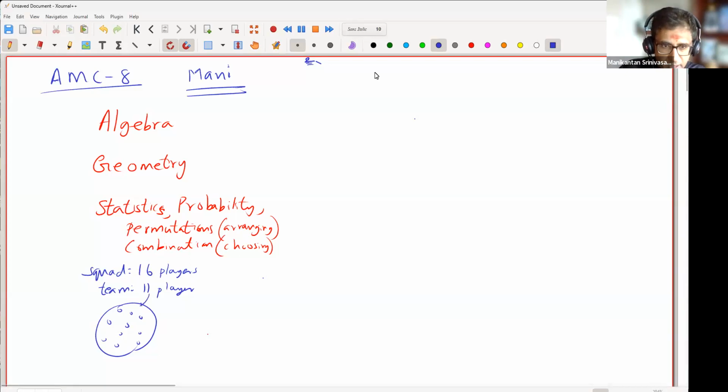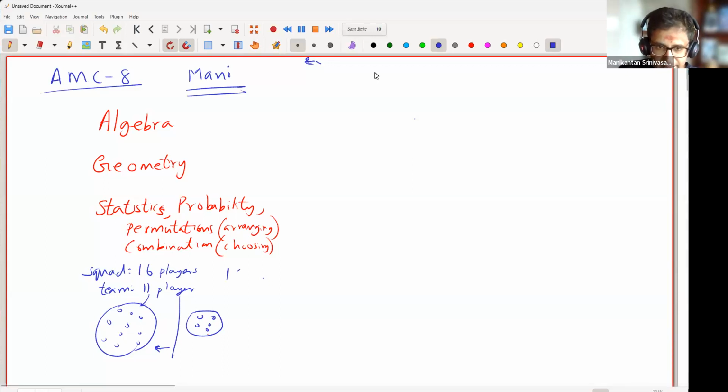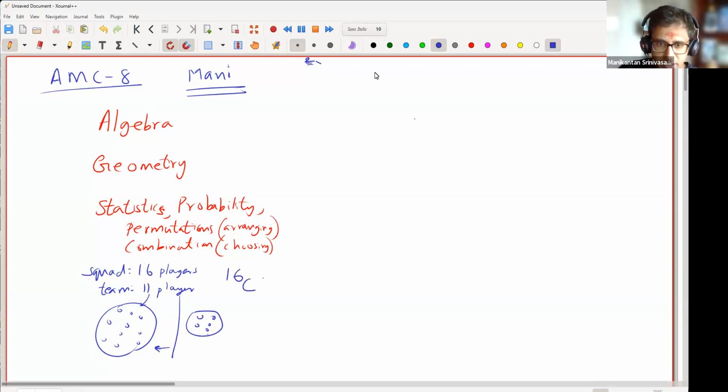So which are the playing 11? From the 16, these 5 people, the unlucky ones, are going to sit out. So this is the ground. These are the ones going to play. So how do I choose 11 from the 16? That's typically denoted as 16 choose 11.